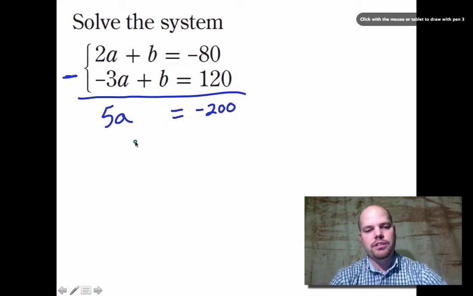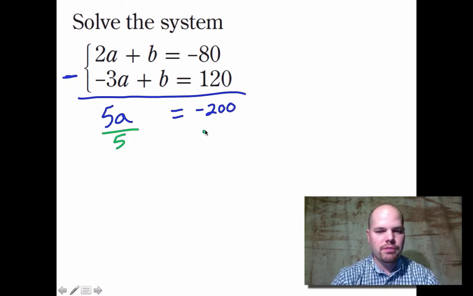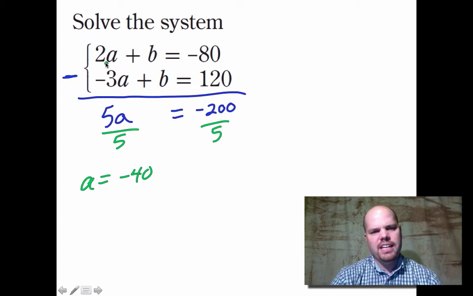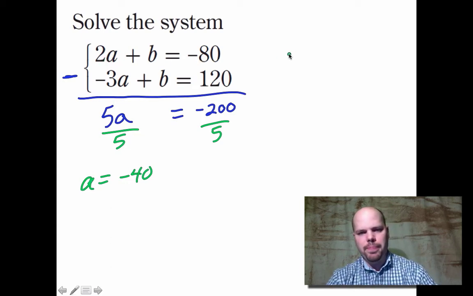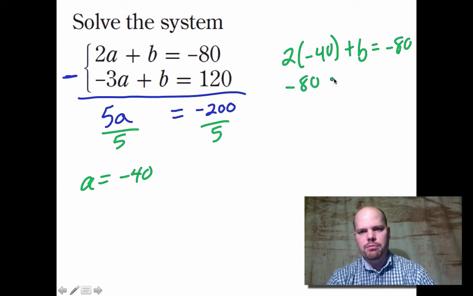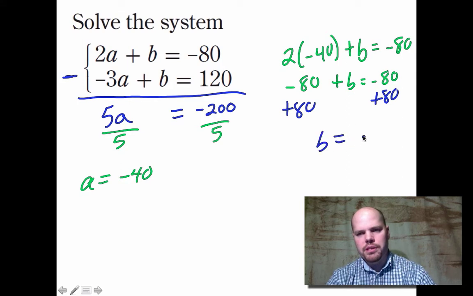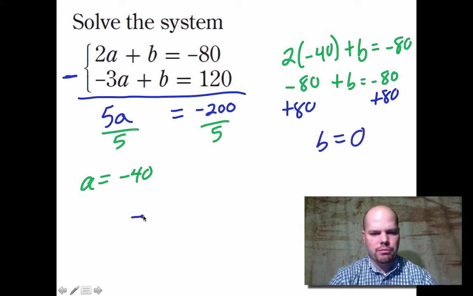So then we solve this as we normally would. Divide both sides by 5. So we get a equals negative 40. Plug that into the top equation and solve for b. So 2 times negative 40 plus b equals negative 80. So negative 80 plus b equals negative 80. Add 80 to both sides. And we end up with b equals 0.